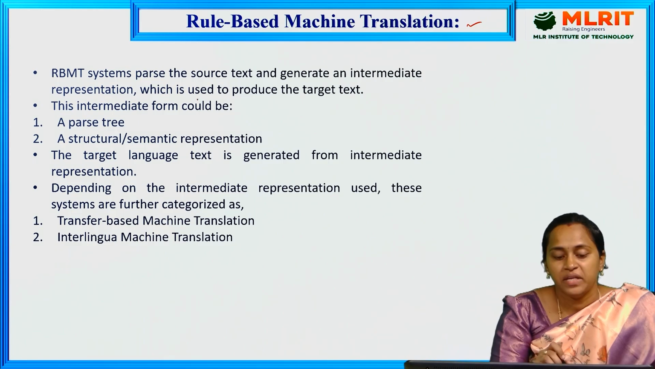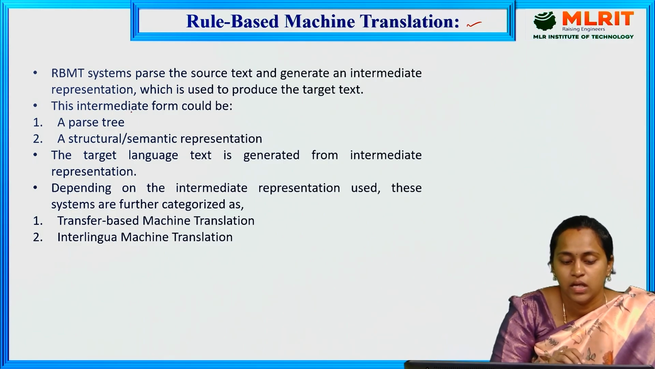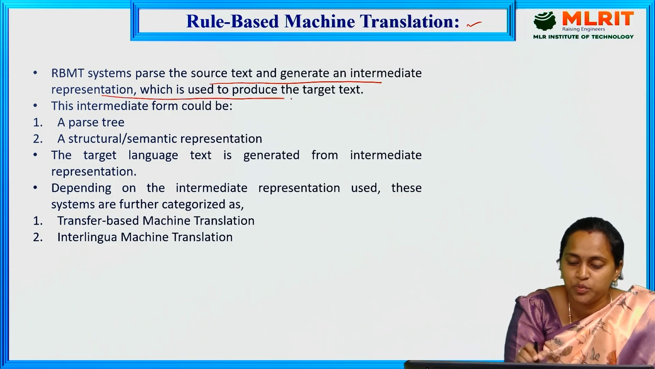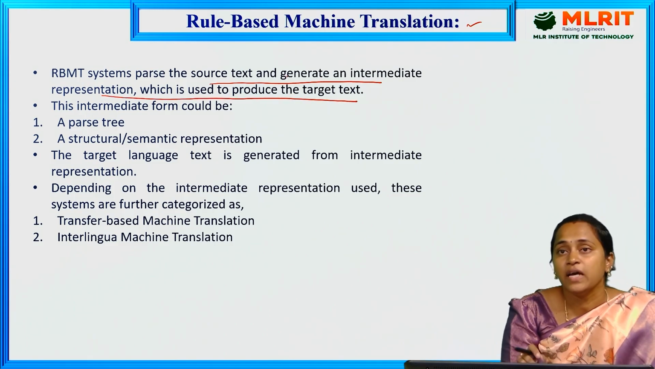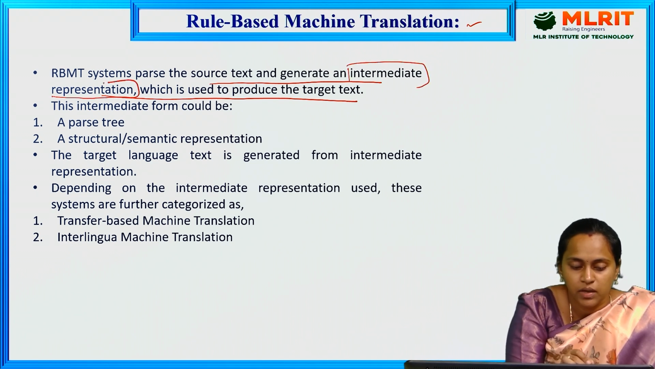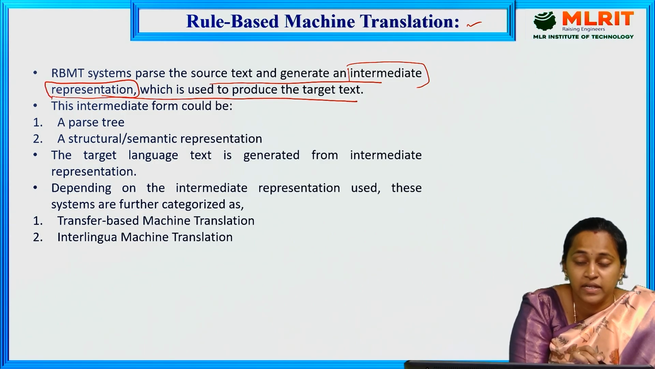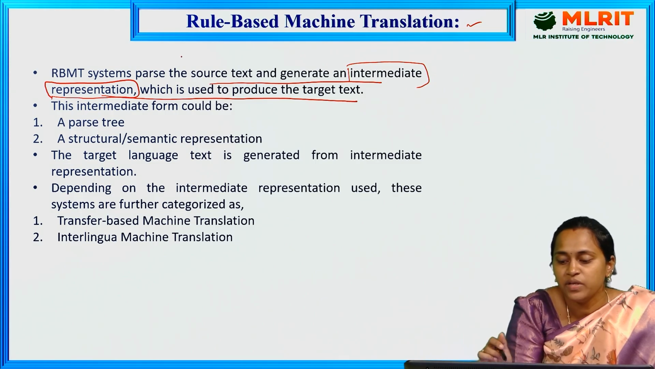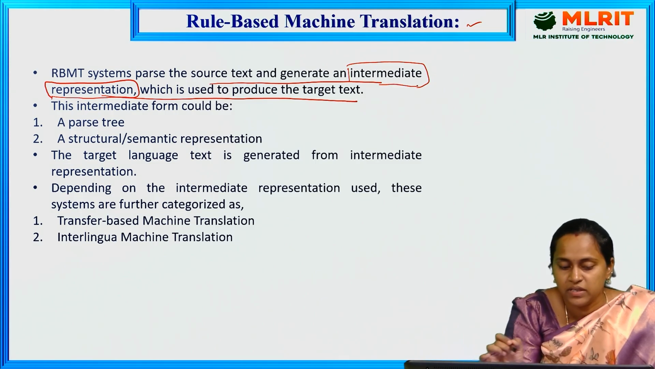So what is the meaning of rule-based machine translation? The system converts the source text to an intermediate representation, which is used to produce the target text. That means here we are using source language to target language translation, and within that we are using an intermediate representation. In direct machine translation we are not using any intermediate representation; directly we are translating source language to target language. But here we are using an intermediate representation.